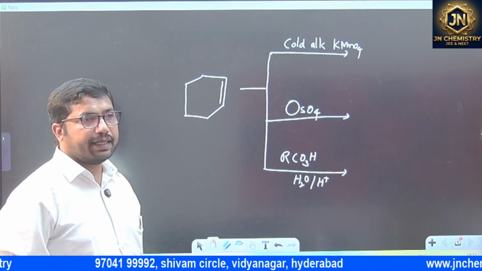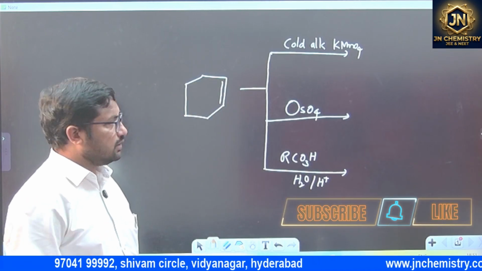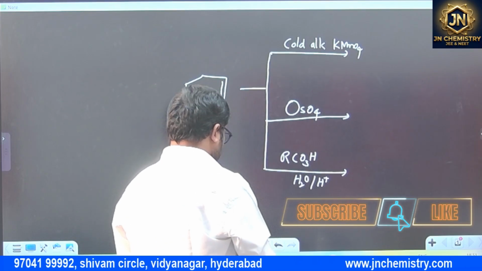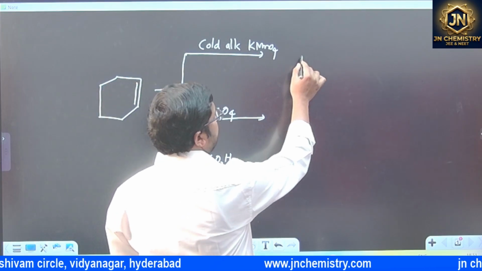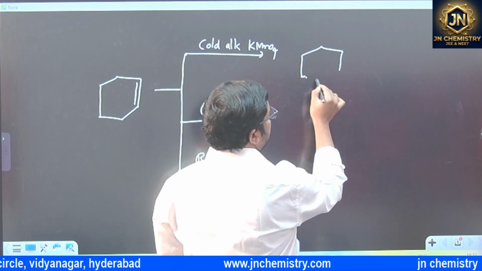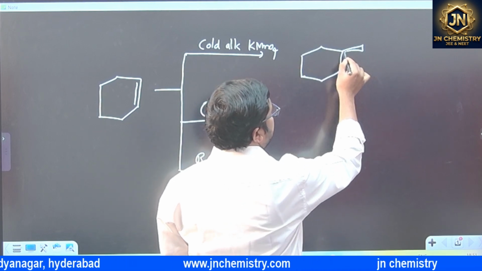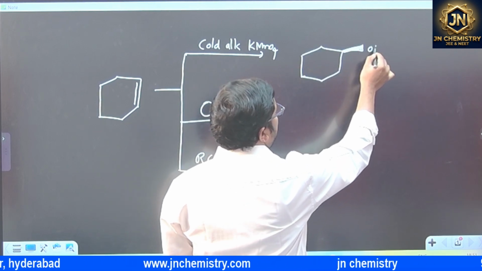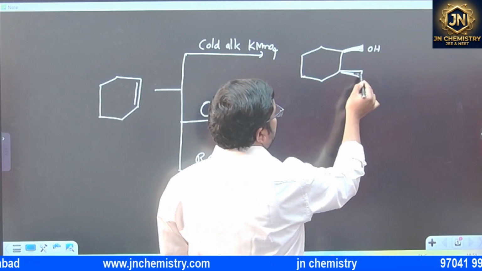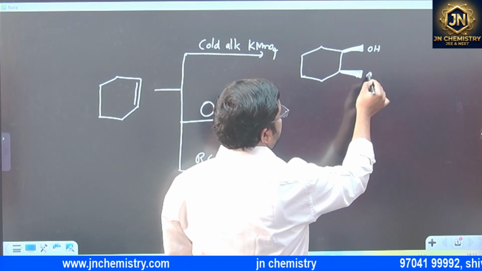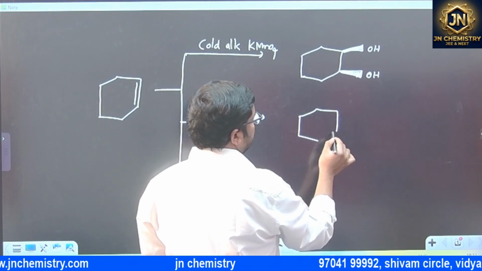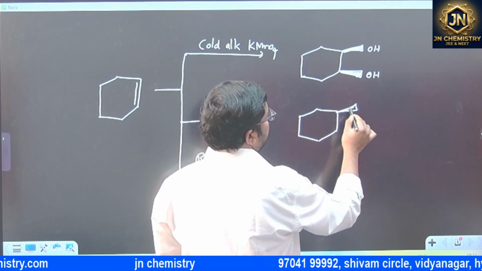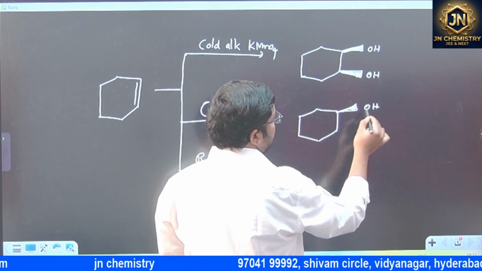So cold alkaline KMnO4, I told you, Baeyer's reagent. Syn hydroxylation takes place. What exactly happens? Syn hydroxylation means what? Same side, the OH groups will attack. Here also same thing. Same side, the syn hydroxylation takes place.